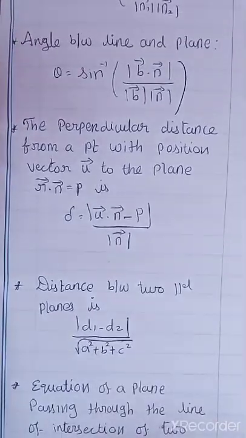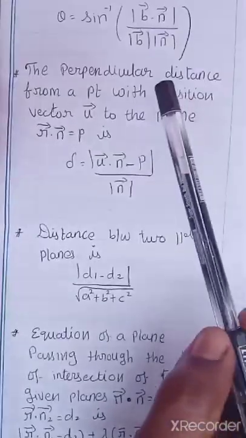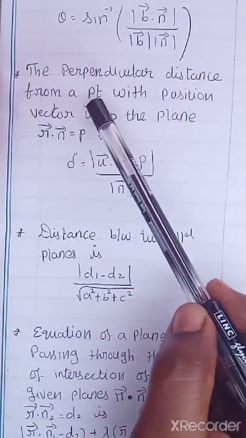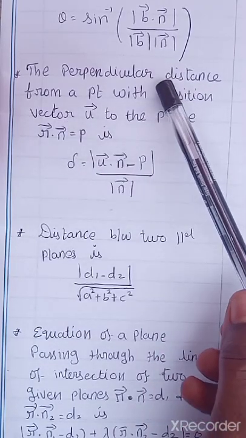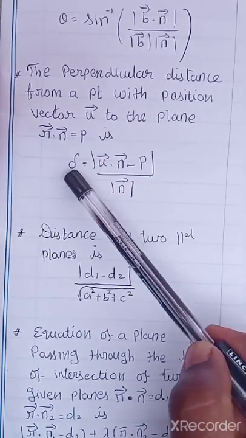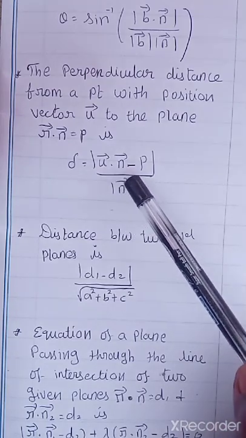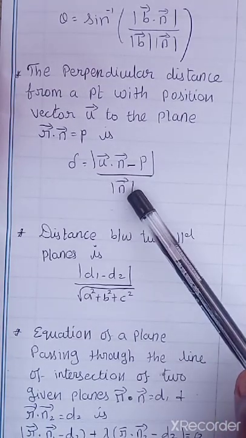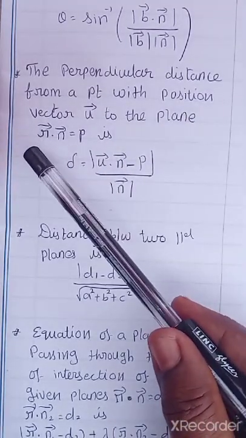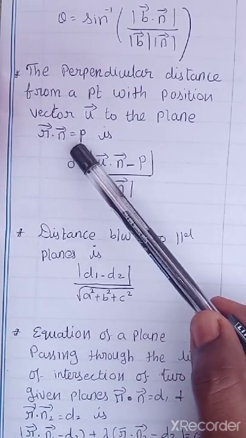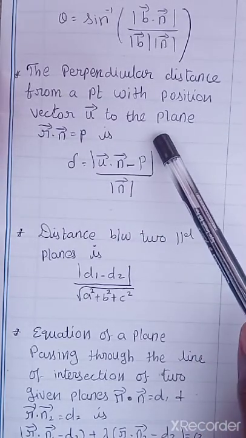And next is your perpendicular distance. So we are going to find out distance, that is perpendicular distance from a point with position vector. So one point and one plane will be given. How to find out the distance: mod of (u dot n minus p) by mod n vector. Here this u is your position vector and we are taking the plane r dot n vector is equal to p. So one plane and one position vector will be given. You have to use this distance formula.